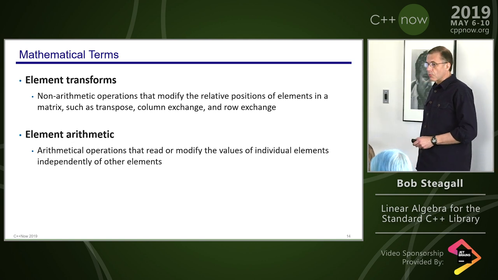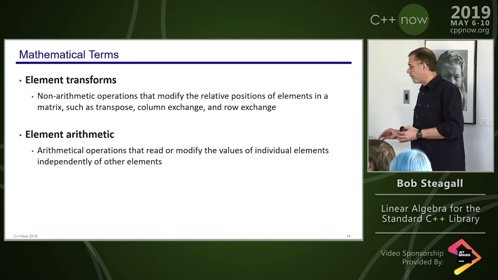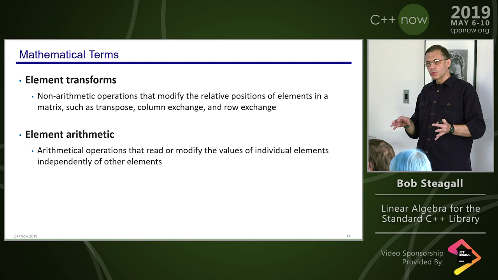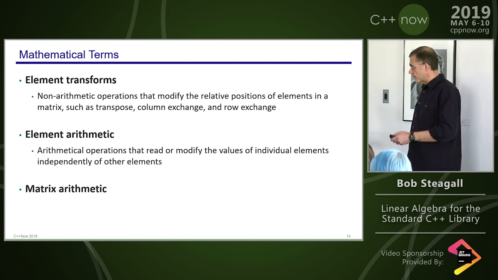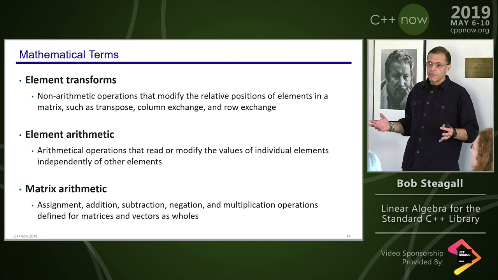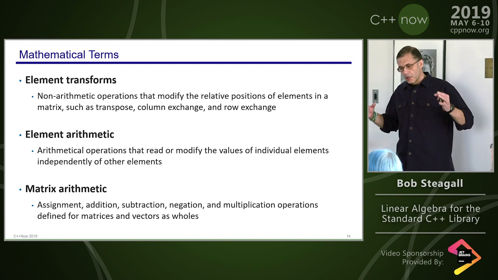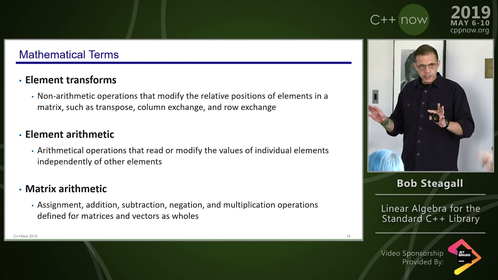Element arithmetic, we're going to define this as being the operations that read or modify the values of individual elements independently of other elements. And we're going to define matrix arithmetic as being some arithmetical operation which occurs on matrices or vectors in their entirety instead of individual elements.